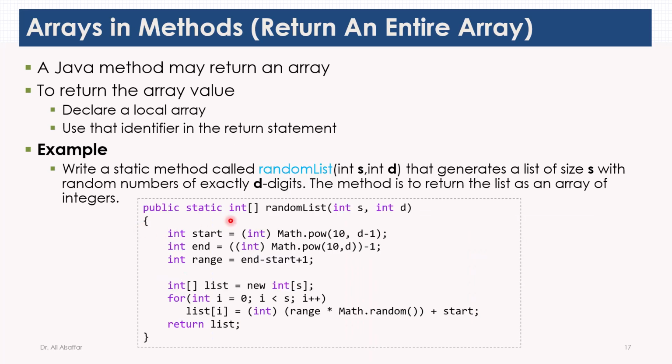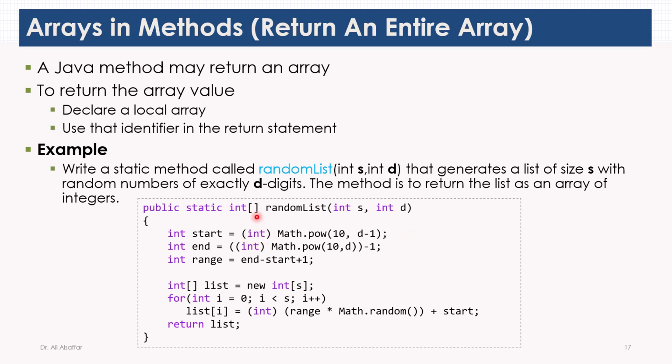Here is the implementation of the method. It is public static. And this is how you define a method that returns an array. In the return type, you declare it exactly the same way as you declare an array in a program. How does this method generate random numbers of exactly d digits? We specify start, as we explained by this equation, by 10 raised to power d minus 1 for the minimum. And for the maximum, which is end, it is specified by 10 raised to power d, the result, minus 1. Now power returns double, so we have to typecast it.